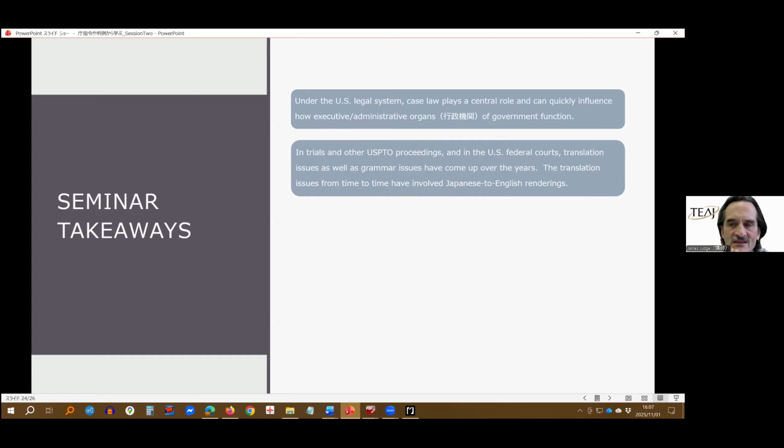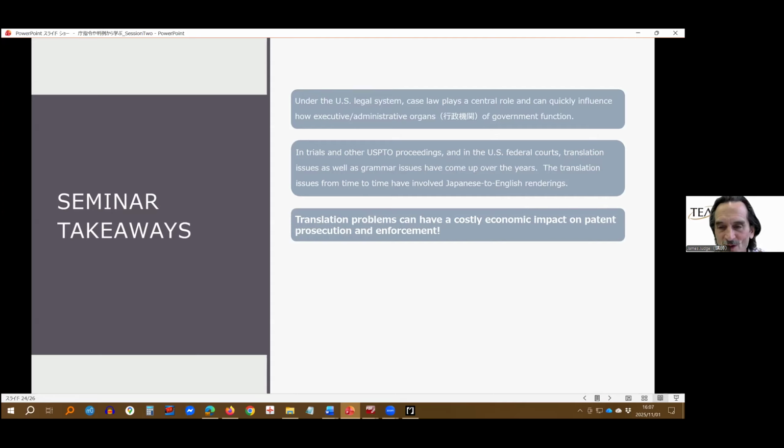Second takeaway is that translation issues as well as grammatical issues have come up over the years in both U.S. PTO proceedings and in the federal courts over patents. Of course, this is all about patents. And not just translation from Japanese to English; there are many other translation issues from other languages that have also appeared in case law.